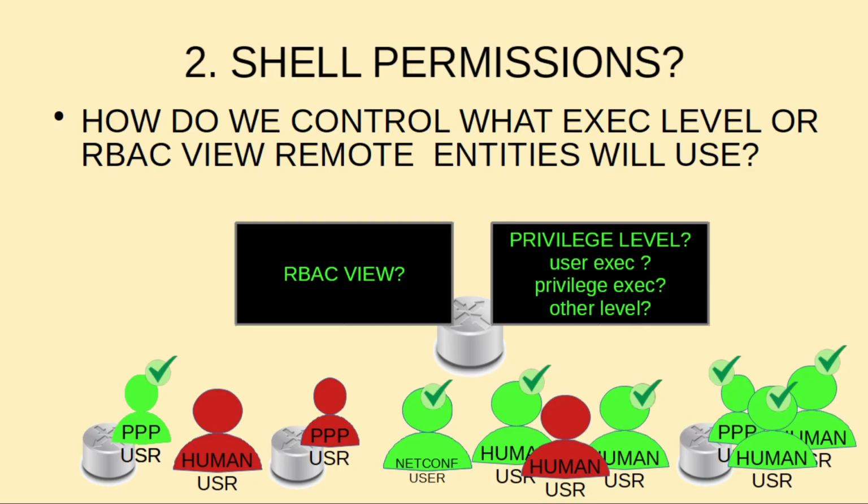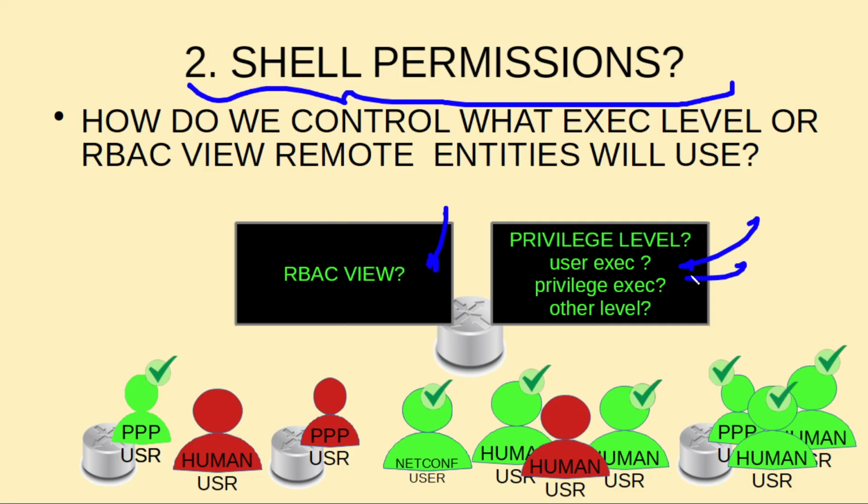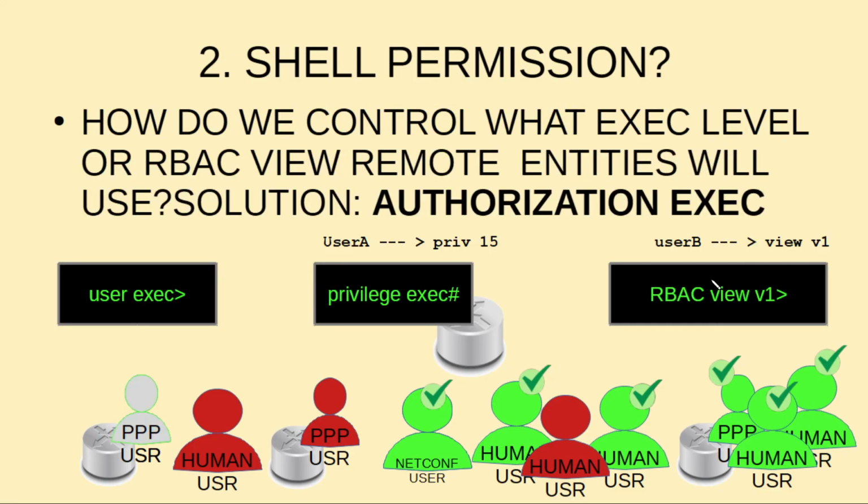After the authentication phase is over, now we have to face the following challenge. We need to have control over who can execute what. In that sense, we need to provide the adequate shell permissions to users according to how they are configured. So how do we control whether a user has access to an RBAC view, or maybe to privilege level 1 or 15, or maybe a custom privilege level? In order to solve this, we're going to use a feature that is known as authorization exec.